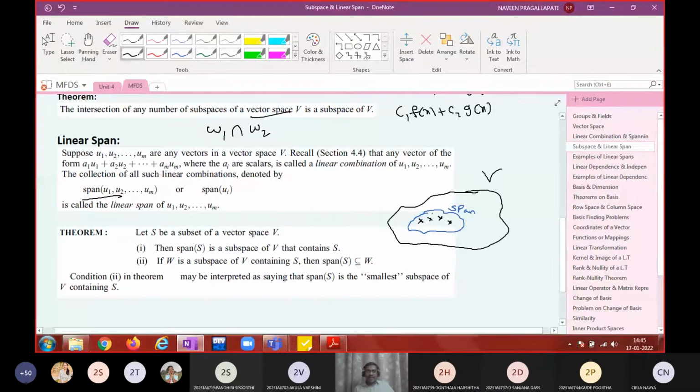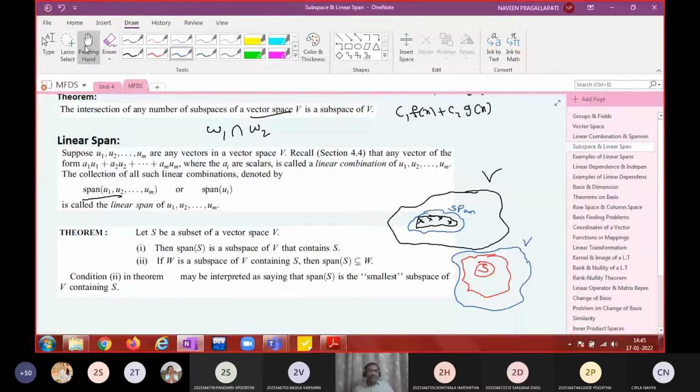What is S? S is nothing but the set of elements. So if I consider this as a set S, and if I take the span of this set S, you are going to get a subspace. So you have a set S. Using this set, you are generating a set which is a superset of S. Obviously, the span of S contains the set S, and this set is actually a subspace of the vector space V. That is what the theorem says.